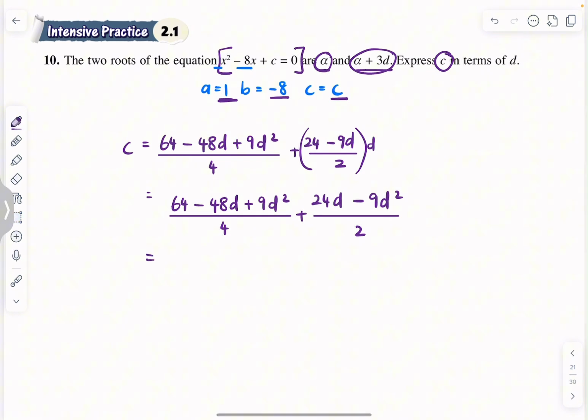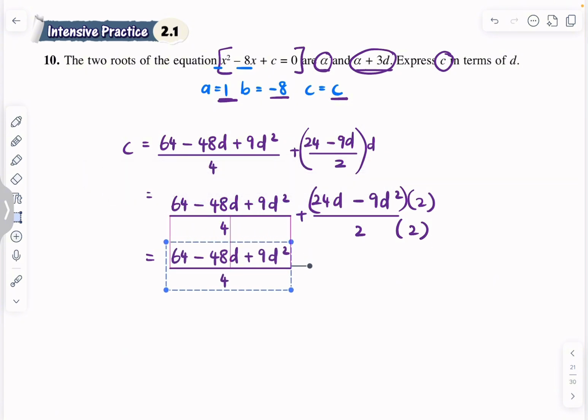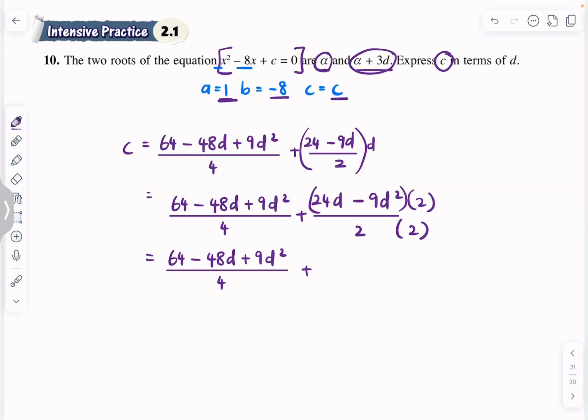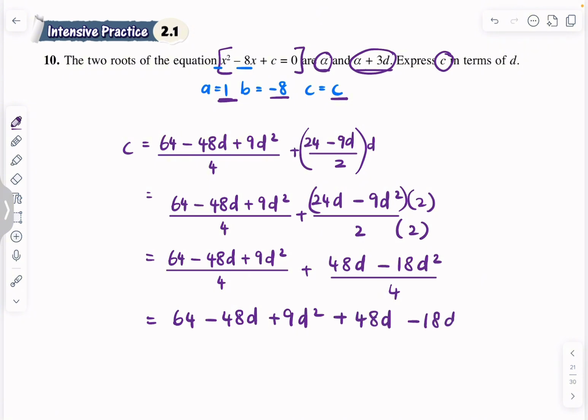Next, we have to make the denominators the same. So this one we times 2, this one also we times 2. This one we duplicate again, no changes here. And this part will become 48d minus 18d square over 4. Now the denominators have become the same. So now we can add 64 minus 48d plus 9d square plus 48d minus 18d square over 4.